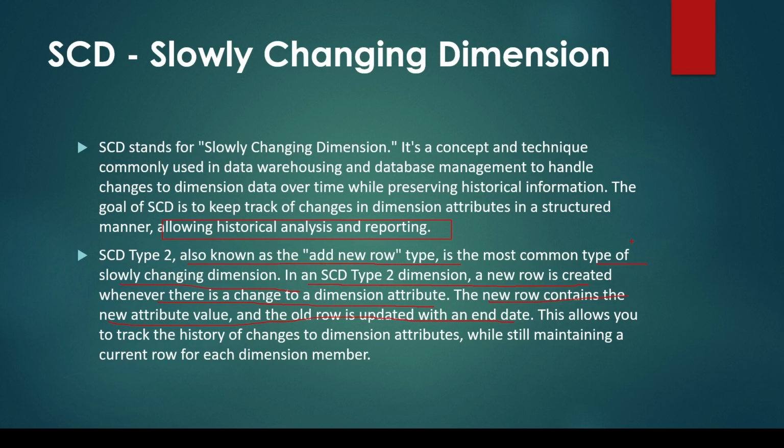And sometimes this might be available at your source. Then it makes your work easy. But here we are going to take an example where the source doesn't have the start date and end date. We are going to create an end date. So we are going to end it as soon as it gets changed, because we are creating SCD in Fabric from a table which is not an SCD. It's not a slowly changing dimension or slowly changing master table. This allows you to track the history of the changed dimension attributes while still maintaining the current row for each dimension member. And let me take you through the example.